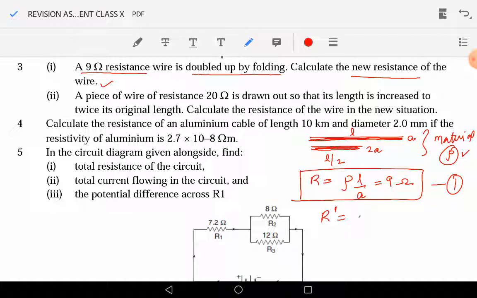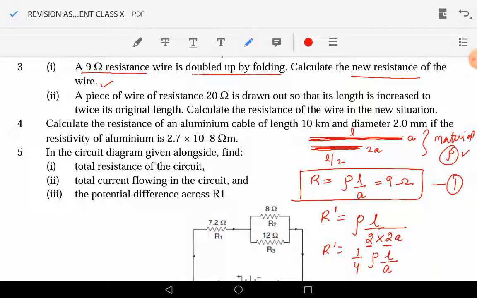Now it will be rho only because the material is the same, so resistivity will remain the same. But in the folded wire, the length becomes L by 2 and the area becomes 2A. Okay, so this is the change now in that folded wire. Now R dash is equal to 2 into 2 is 4, and since it is the denominator, let us take this 1 by 4 in front, and what are we left with? Rho L by A.